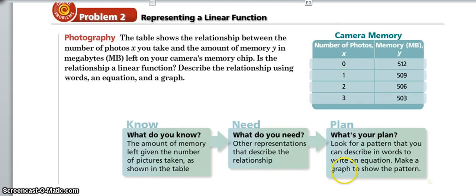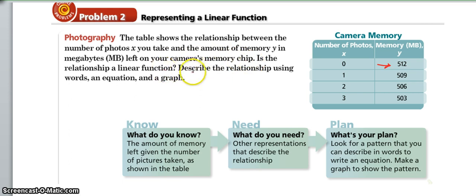Alright, so now we have a problem here about a digital camera. The table on the right here shows the amount of memory left in a camera or on the memory card as you take pictures. Notice that when we start, the number of photos is empty, and the memory that we have here, the 512, is half of a gigabyte. A gigabyte is 1024 megabytes. So we have a half gigabyte empty.